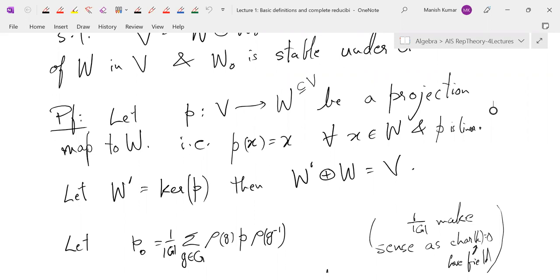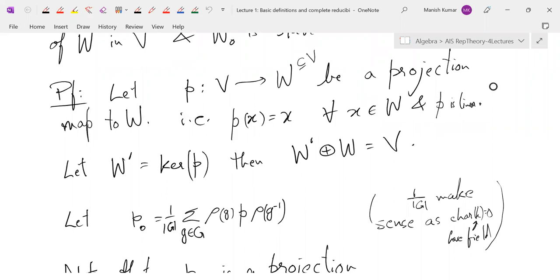But we chose this projection randomly, so there is no reason for W prime to be a subrepresentation. It's a subspace, but we'll have to do a little bit of work to make sure W prime is also a subrepresentation of V. This projection may not work, but maybe we'll modify the projection somehow, and then maybe it will work. The technique is usually called the averaging technique.